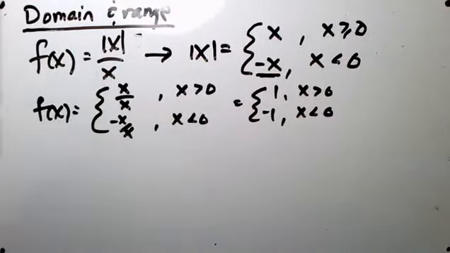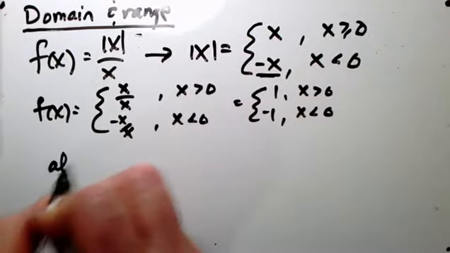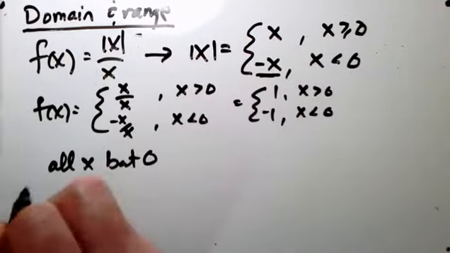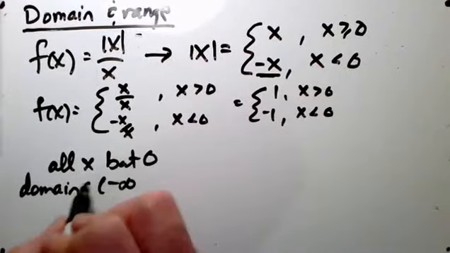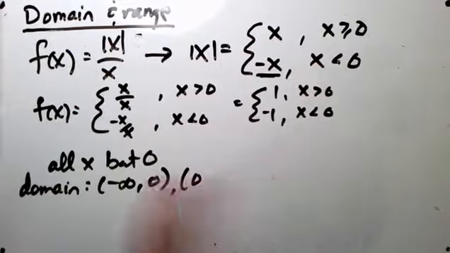The problem asks us to find the domain and the range. Well, the domain is all x but 0. So the domain is minus infinity. Let's write union there.